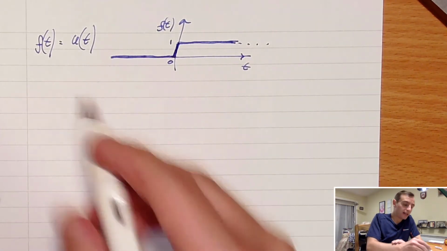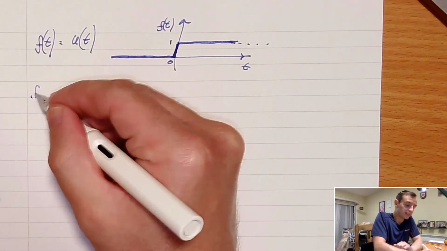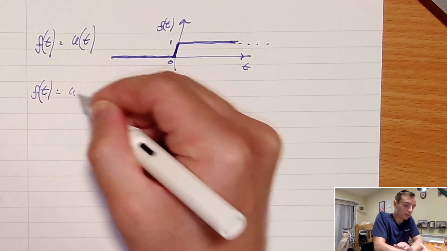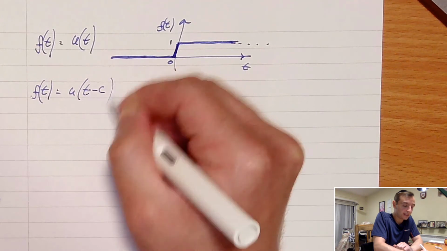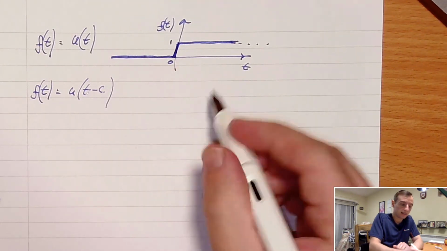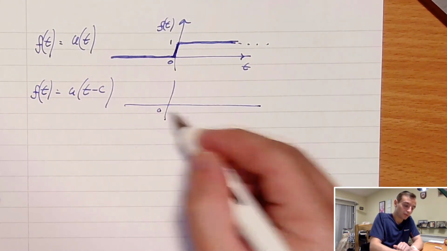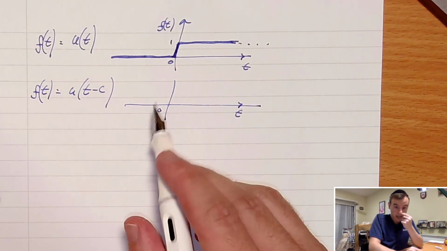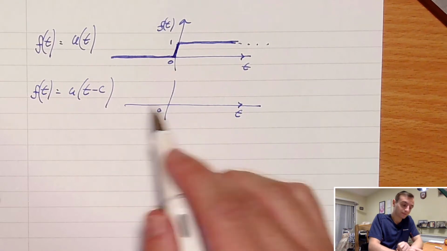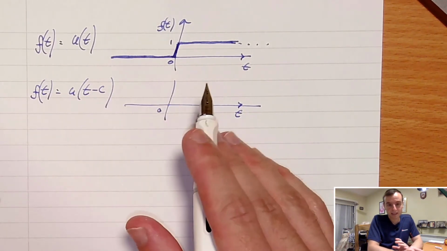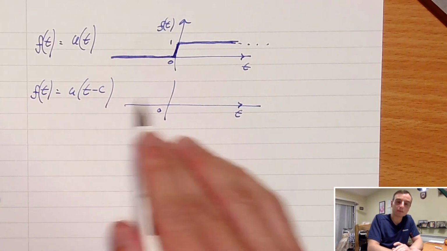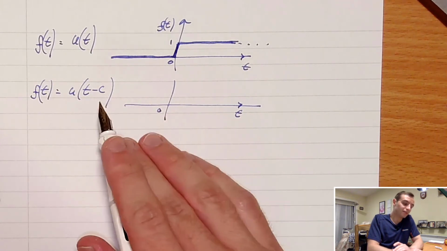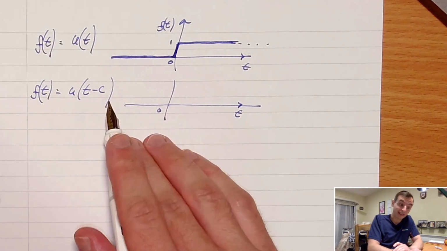Now let's make it a little bit more complicated. If we have f(t) equals u(t minus c), all that is, as you can probably guess, is the Heaviside step function with a shift. So remember, when we have a minus inside the argument, that moves it to the right. If we have a plus, that always moves it to the left.